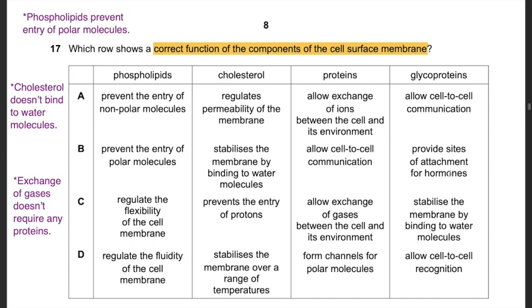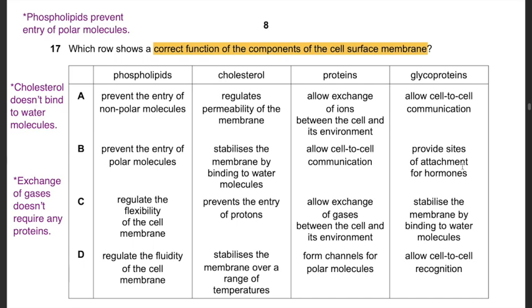Let's look at row C. Row C is also incorrect by just looking at one certain column. And what is that column? Proteins. It has mentioned proteins allow exchange of gases between the cell and its environment. Exchange of gases occurs by diffusion, and diffusion doesn't require any sort of proteins. It doesn't require any transport proteins or carrier proteins, nothing. Therefore, proteins are not involved in exchange of gases. Therefore, row C is incorrect.